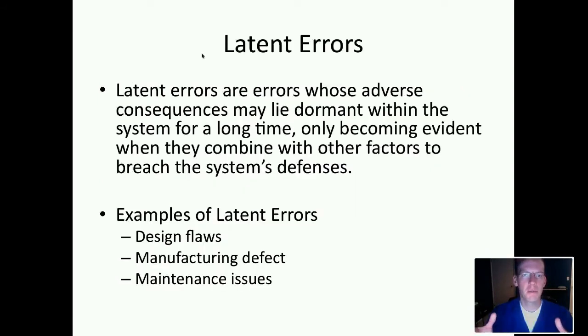So what is a latent error? A latent error is something that lays dormant within a system, sometimes for a long time, which only becomes evident when it combines with other factors to breach the system's defenses. An example may be a design flaw. Something is designed and 99% of the time it works great, but 1% of the time, in an inexperienced person's hands or in someone who has a different interpretation of how the equipment should be used, that design flaw flares up and the equipment is used inappropriately, resulting in an error.